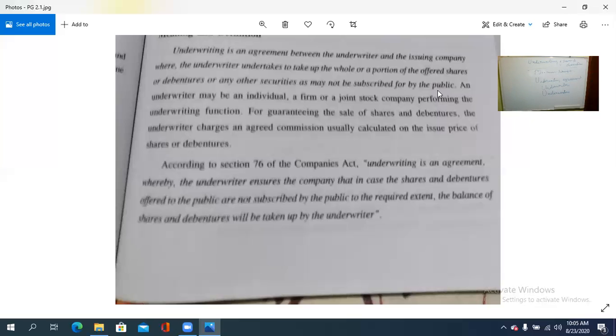Then definition with regard to underwriting. According to section 76 of the Companies Act, underwriting is an agreement whereby the underwriter ensures the company that in case the shares and debentures offered to the public are not subscribed by the public to a required extent, the balance of the shares and debentures will be taken up by the underwriter.